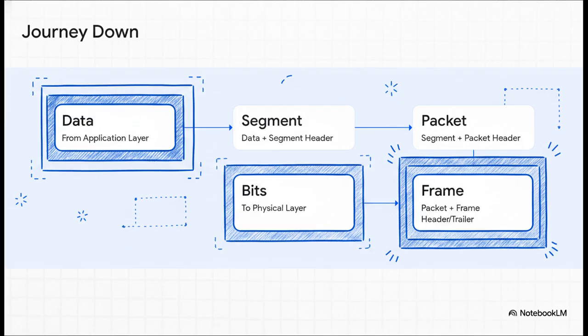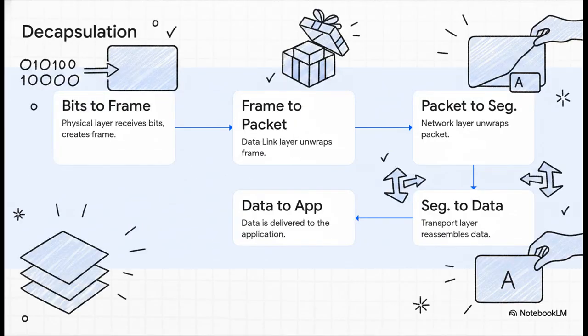So the transport layer adds its header, and now you have a segment. Then the network layer adds its header, and boom, you've got a packet. The data link layer adds a header and a little trailer at the end, and now you have a frame. It just keeps getting wrapped up until it's fully packaged and ready to be sent out as raw bits. And you can probably guess what happens on the receiving end, the exact opposite.